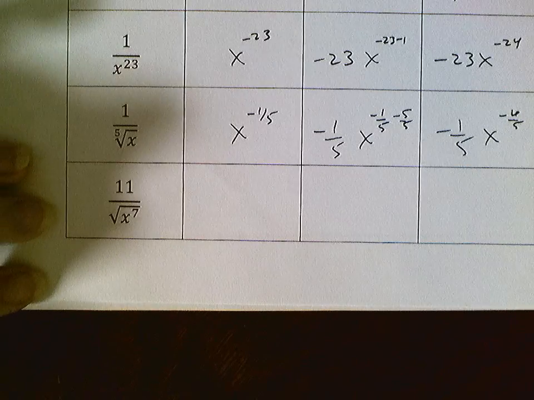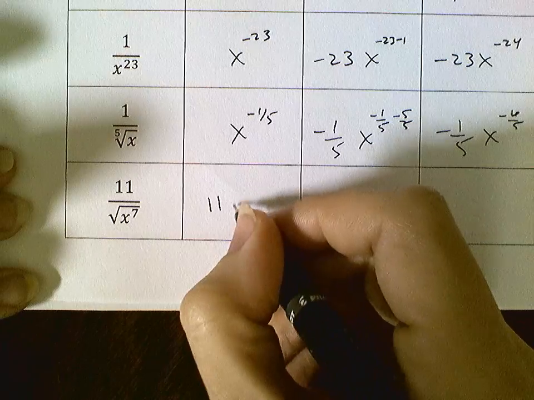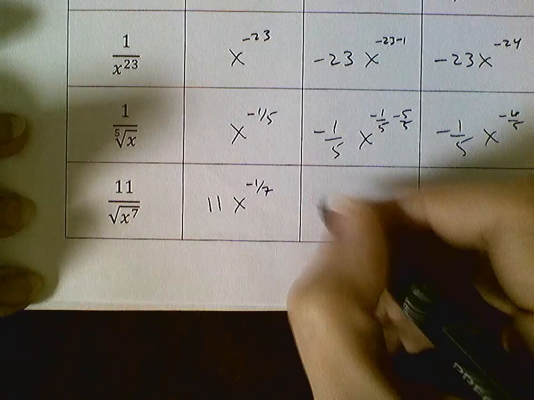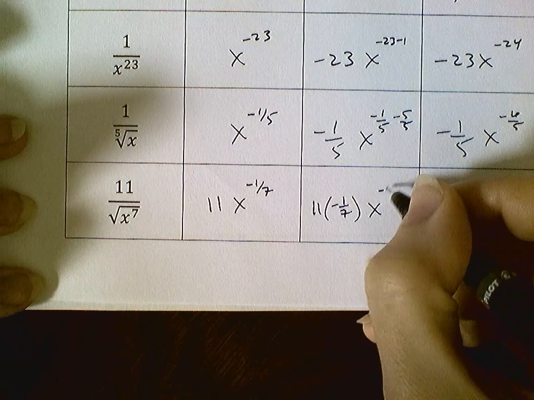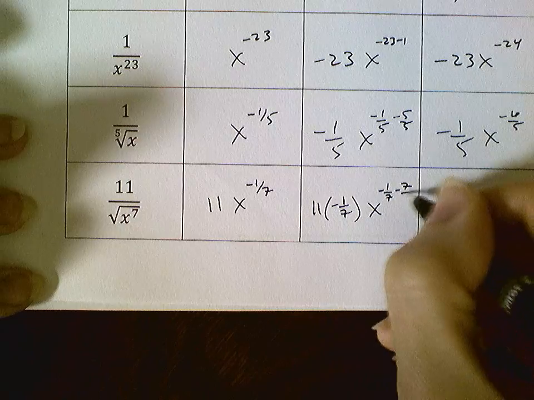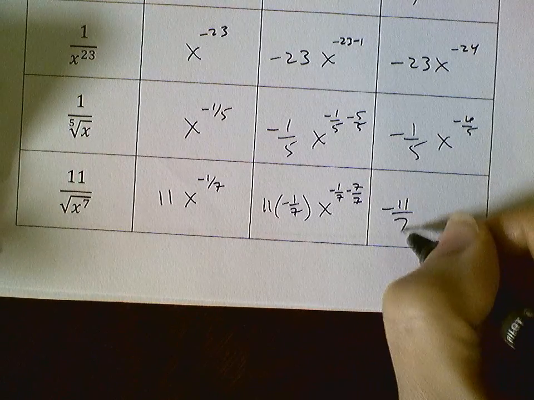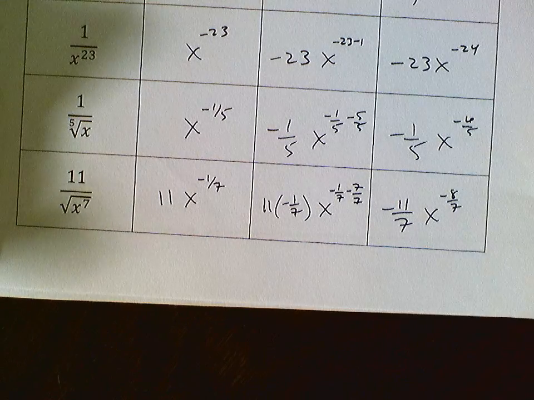And one more. This can be converted into 11 x to the negative 1/7, and 11 times negative 1/7 x to the negative 1/7 minus 7/7, negative 11 over 7 x to the negative 8 over 7.